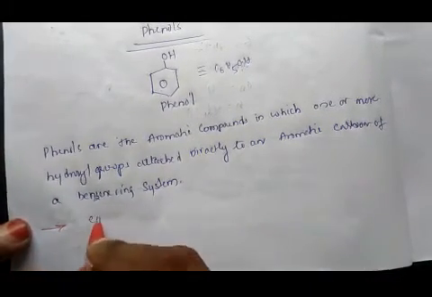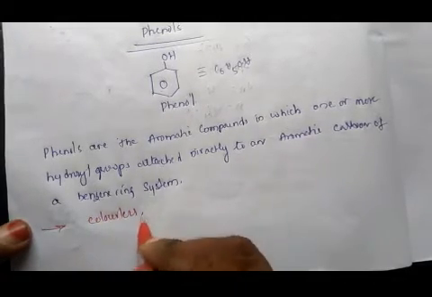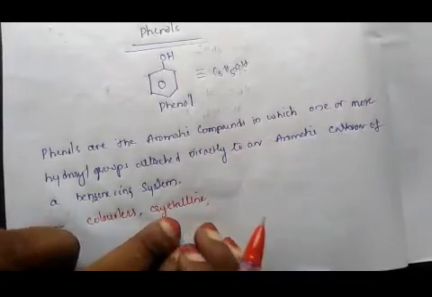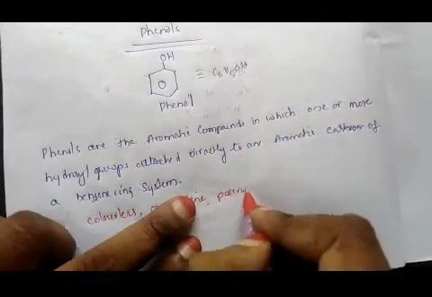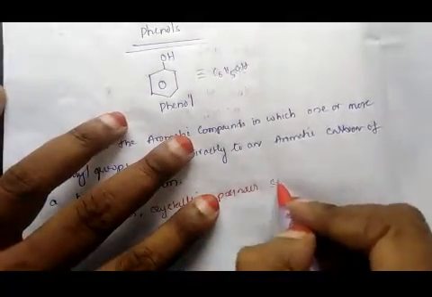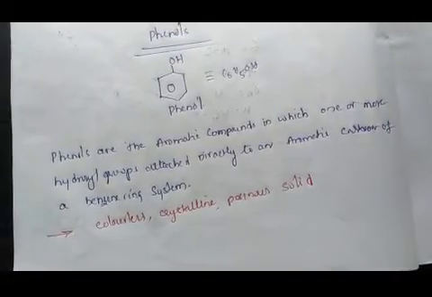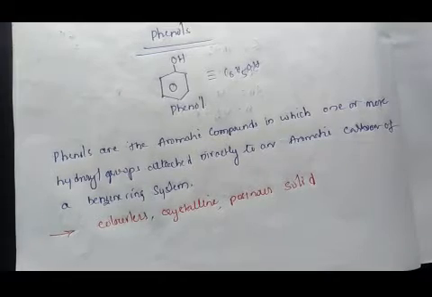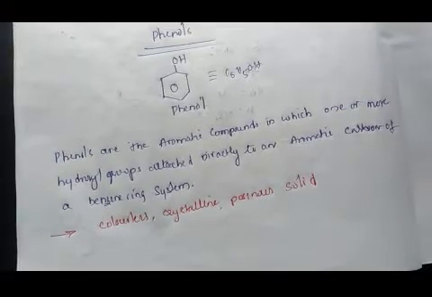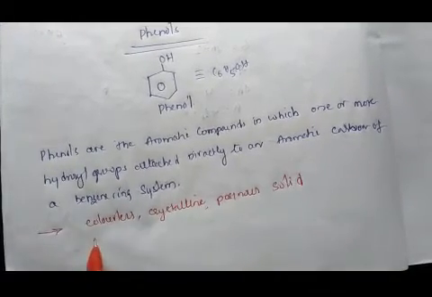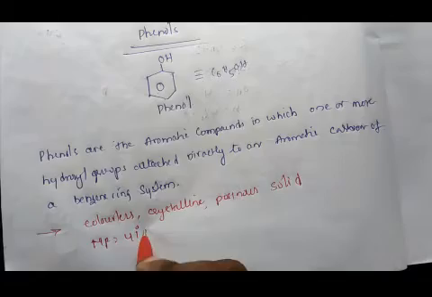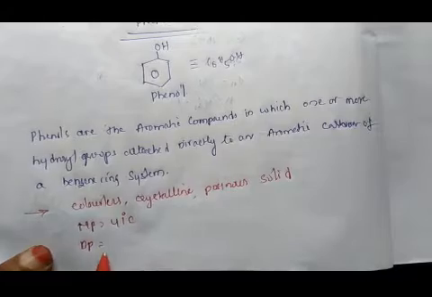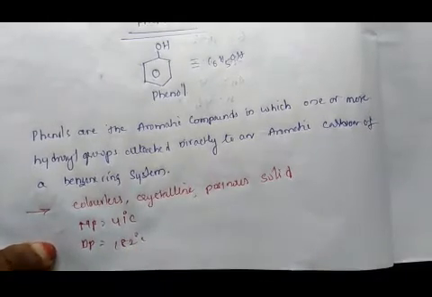So phenol is a colorless, crystalline, poisonous solid. Coming to the physical properties of phenols, as already discussed, phenols are colorless, crystalline, poisonous solids. Its melting point is 41 degrees centigrade, and the boiling point of phenol is 180 degrees centigrade.